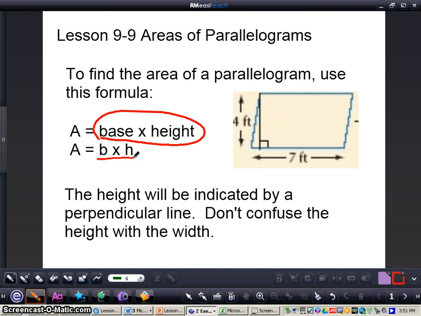Now, the height will always be indicated by the perpendicular line that you see. You can see this line right here, that's the height. Do not confuse the height with the width of the parallelogram. So finding area is base times height.